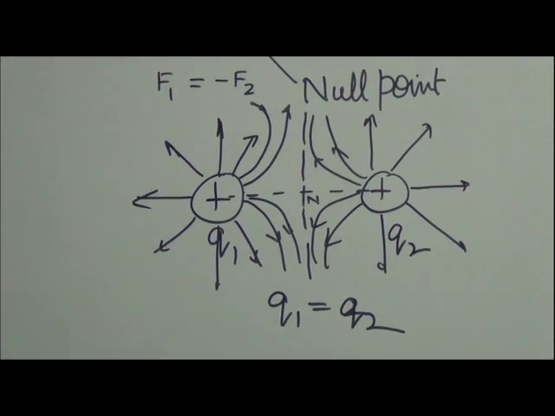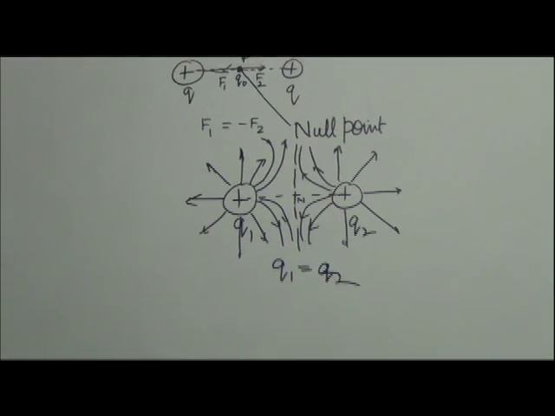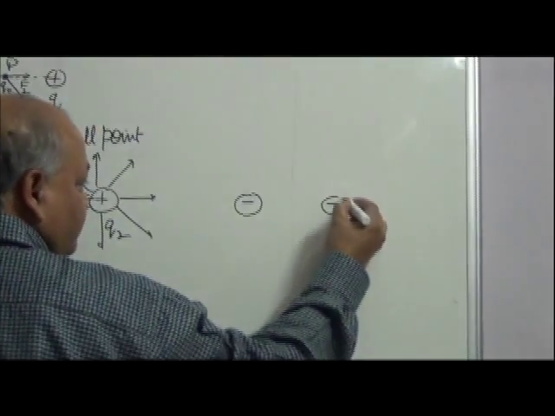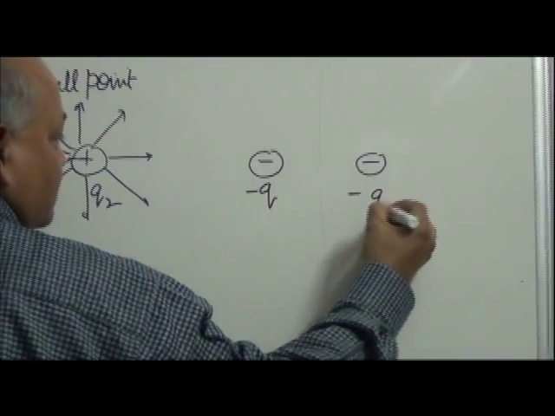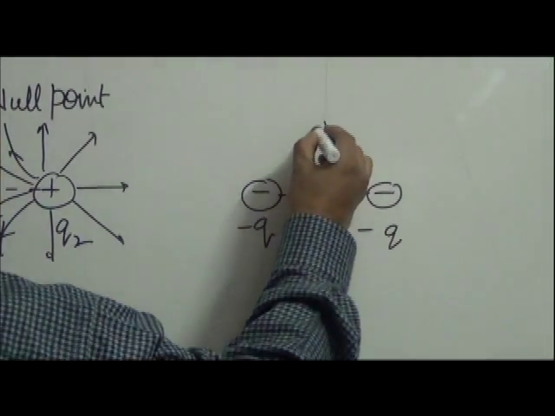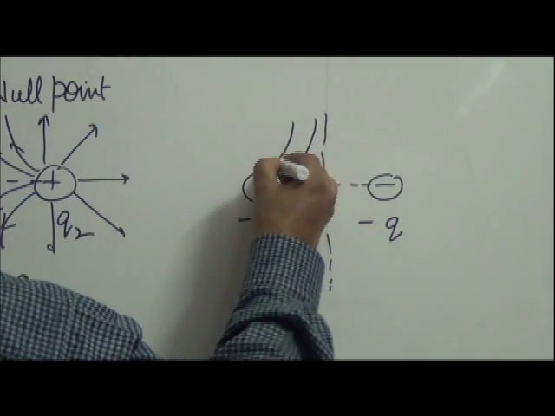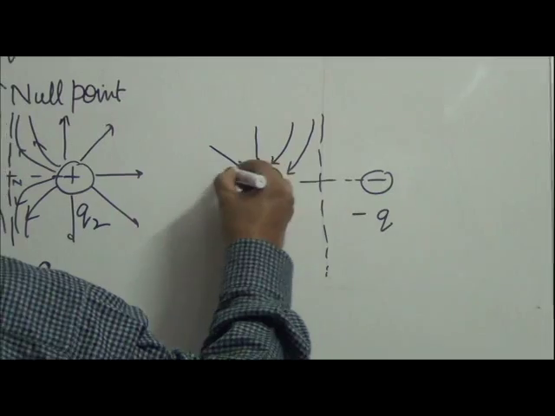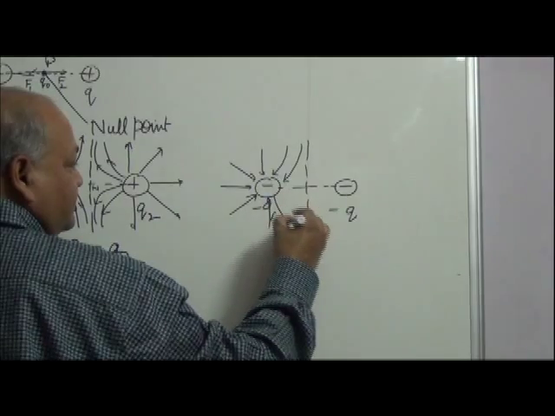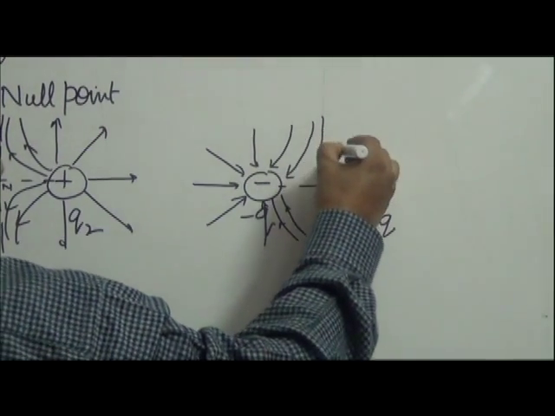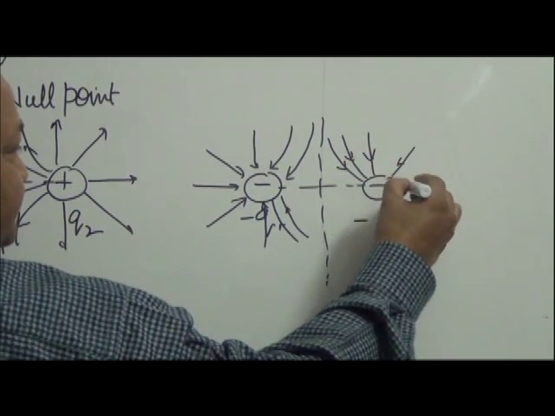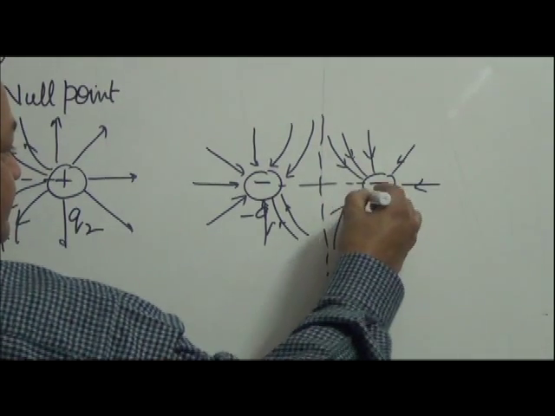Similar diagram you will obtain for 2 point charge system when both are equal in magnitude and negative in nature. Minus Q charge and minus Q charge. Again you will obtain null point here somewhere. So for the electric lines of force, only the direction will change. Here vector will be inward, and for positive charges it was going outward. Likewise here you can plot the electric lines of force.